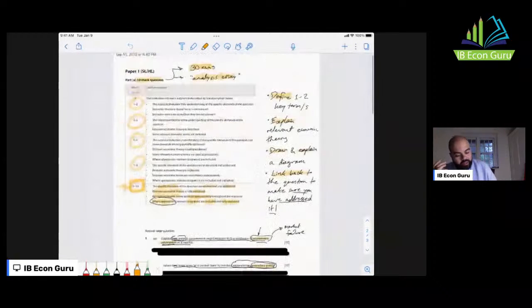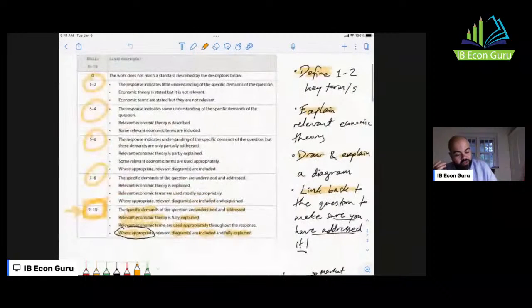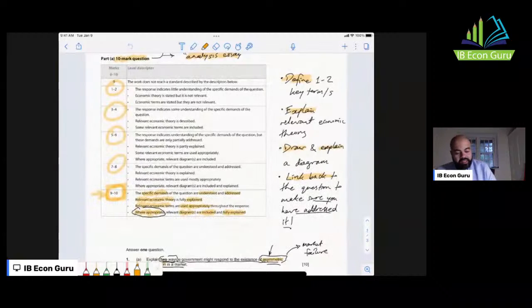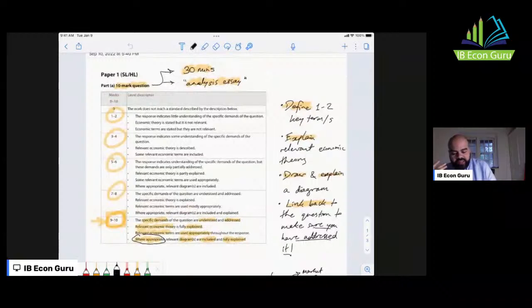So, did I define 1 to 2 key terms? Yes. Did I explain relevant economic theory and answer the question? Yes. Did I draw and explain a relevant diagram? Yes. Did I link back to the question to make sure that I have addressed it? Yes. Okay, and that's essentially what you need to do. And you have about 30 minutes. This is just the analysis essay. You are analyzing using key terms, key economic theory, and the diagram. Okay, I hope you found this video useful.